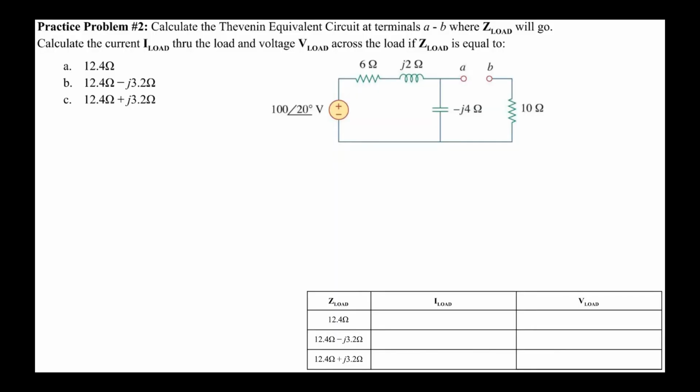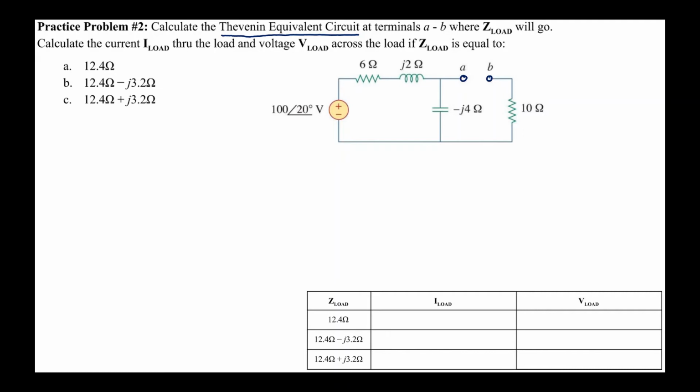In this practice problem, I'm again going to get the AC Thevenin equivalent circuit at the terminals A and B. This is where we'll eventually place a Z load. I then am going to be asked follow-on questions about the current through that load and the voltage across that load for various different values of the load. First, let's get the Thevenin equivalent circuit.